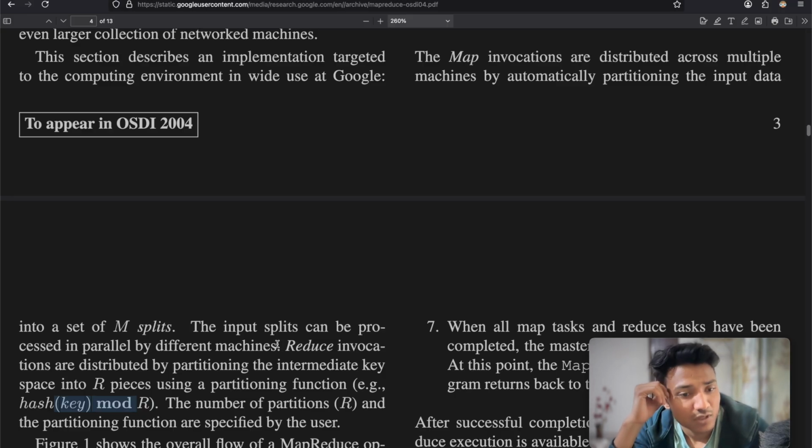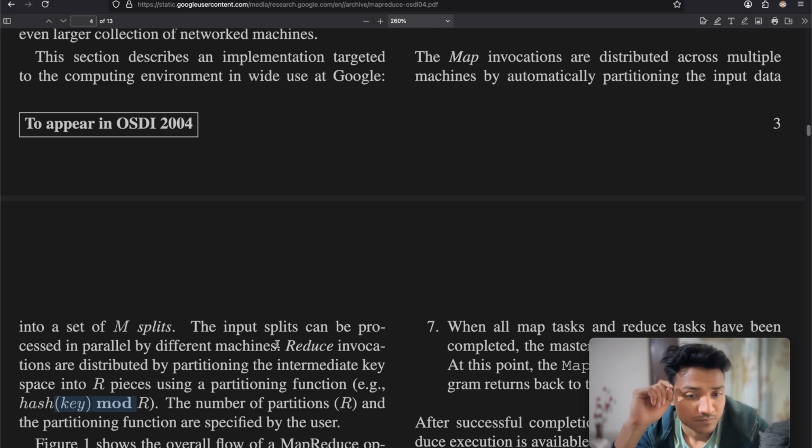What they do is, intermediate reduce invocations are distributed by partitioning the intermediate key space into R pieces using a partitioning function. Example, hash of key mod R. The number of partitions R and the partitioning function are specified by the user.